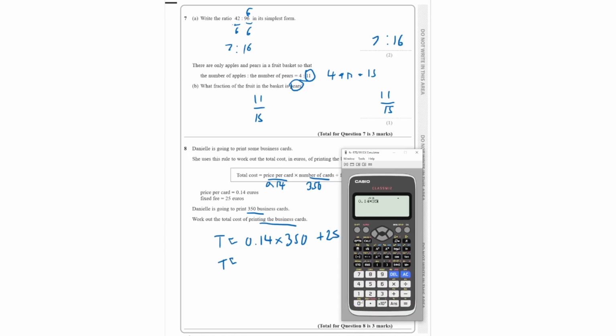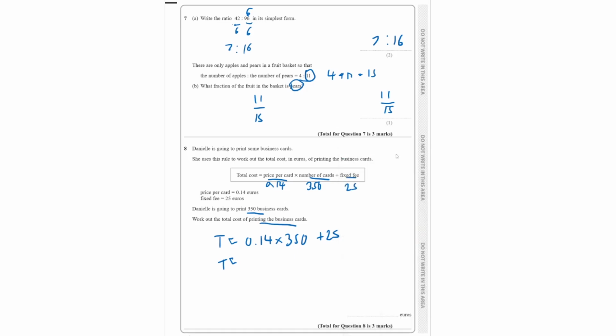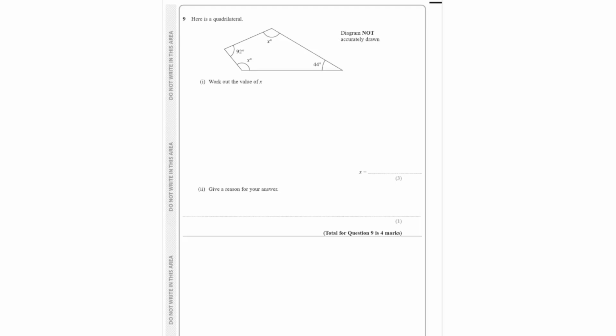0.14 times 350 plus 25 gives us 74 euros as our final answer. Question 9. Here is a quadrilateral. Work out the value of x.